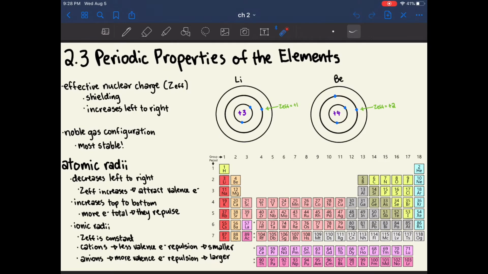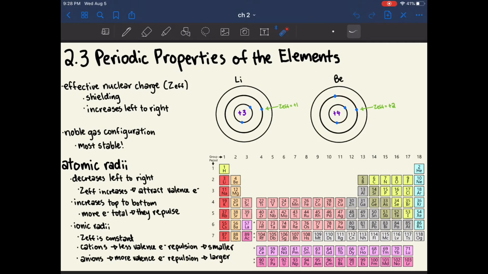Another definition is the noble gas configuration. The noble gases are this group in blue on this periodic table, and they are especially stable because they have all of their shells filled. The valence shell of the noble gases is completely full, which makes them the most stable. So all of the other elements seek to gain this noble gas configuration.